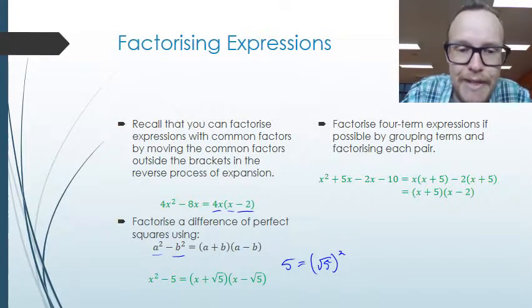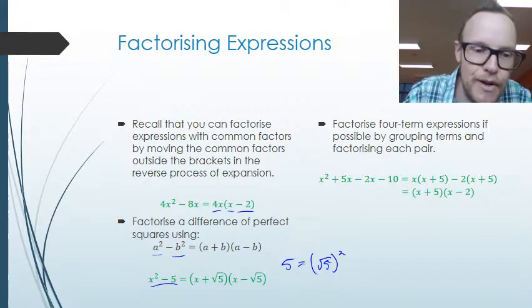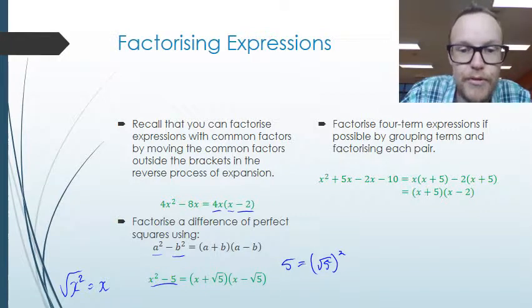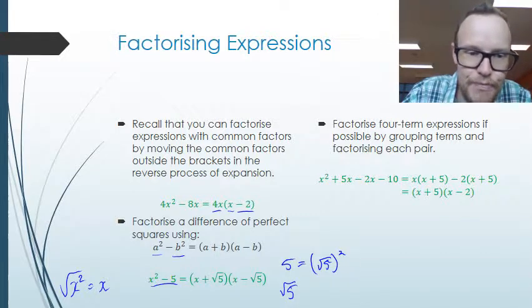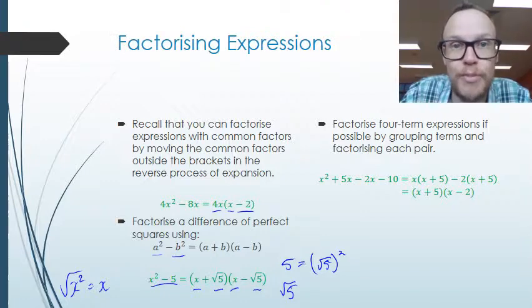So for the example I have here, it's always going to be the square root of the first thing, minus the square root of the second, times the square root of the first thing plus the square root of the second thing. So for our example here, I've got x squared minus 5. The square root of x squared is equal to x. The square root of 5 is the square root of 5. So we've got the square root of the first thing plus the square root of the second thing, times the square root of the first thing minus the square root of the second thing, and that's our factorised form of a difference of perfect squares.